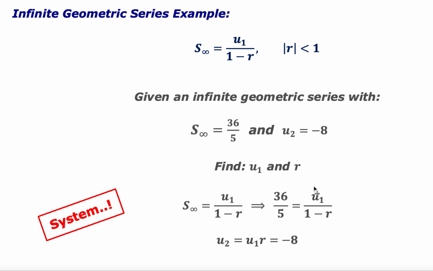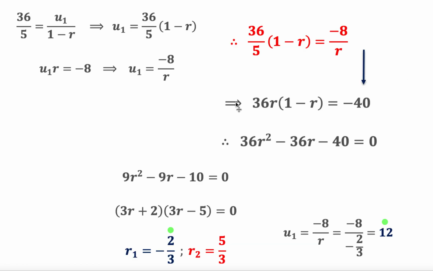equal to, as it turns out, an expression with these two unknowns. And then similarly, if u sub 2 is given as -8, well, that's still based upon a formula we saw earlier. The second term is equal to the first term times r. That's how such a sequence builds. And so since the second term is given as -8, we have -8 equals also an expression in terms of the first term and r. So we basically have two equations, two unknowns, hence a system.